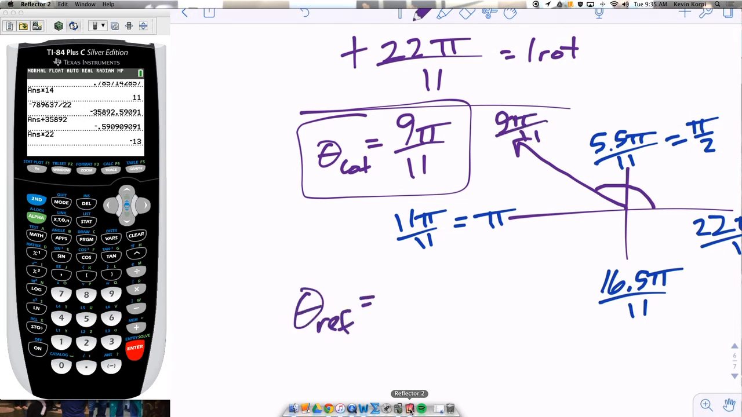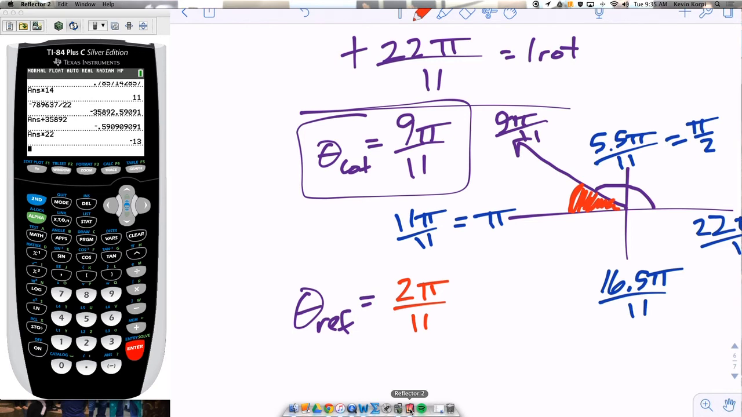The reference angle, remember, is the positive acute angle between the terminal ray and the positive x-axis. What's the reference angle? 2 pi 11ths, right? Again, if you're stopping short of the x-axis and you know you're at 9, all you got to do is get to 11, and you need to go 2 more.